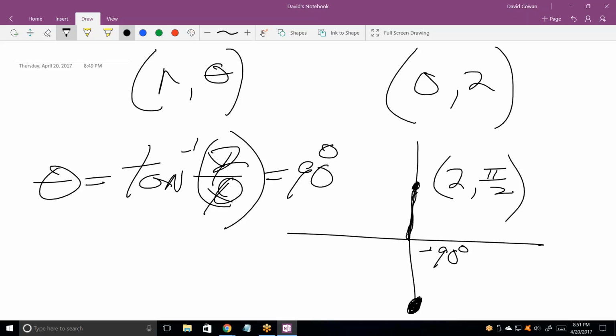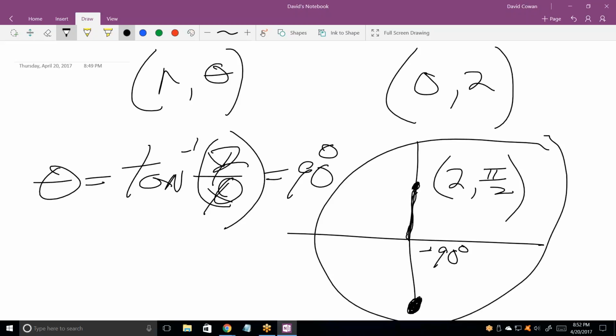But calculators are going to be a little scary. If it won't give you a calculator answer, then this is what you're going to have to do whenever they give you an x of 0. Actually, here's what you do. If x is 0, it's a 90 degree angle. If x is 0 and y is negative, it's a minus 90 degree angle. In other words, it's either plus or minus 90 depending on what y is.